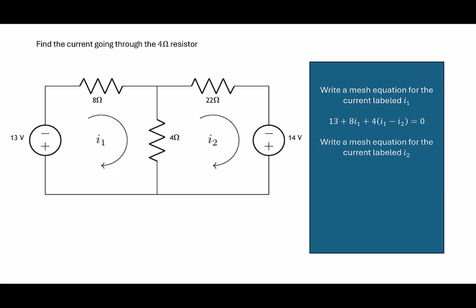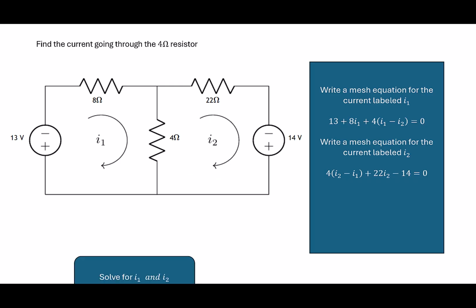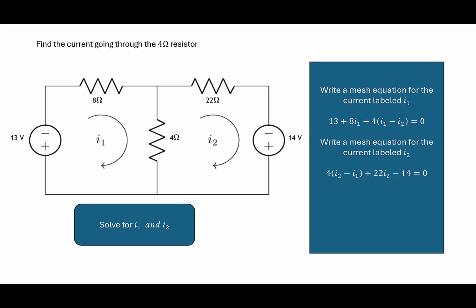Next, we'll write a mesh equation for the current labeled I2. We can see this goes through the 4 ohm resistor, then the 22 ohm resistor, and through the 14 volt power source. Our equation is 4 times (I2 minus I1) plus 22 times I2 minus 14, which is equal to 0.